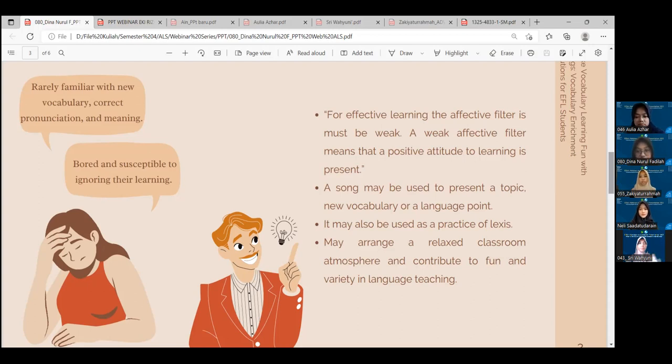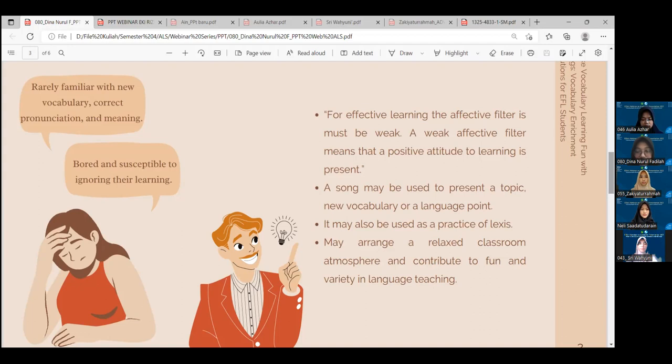Krashen in 1982 held that for effective learning, the affective filter must be weak. A weak affective filter means that a positive attitude to learning is present. Hence, the teacher's task is to provide a positive atmosphere favorable for learning. In this aspect, music and songs may be one of the methods of obtaining a weak affective filter.